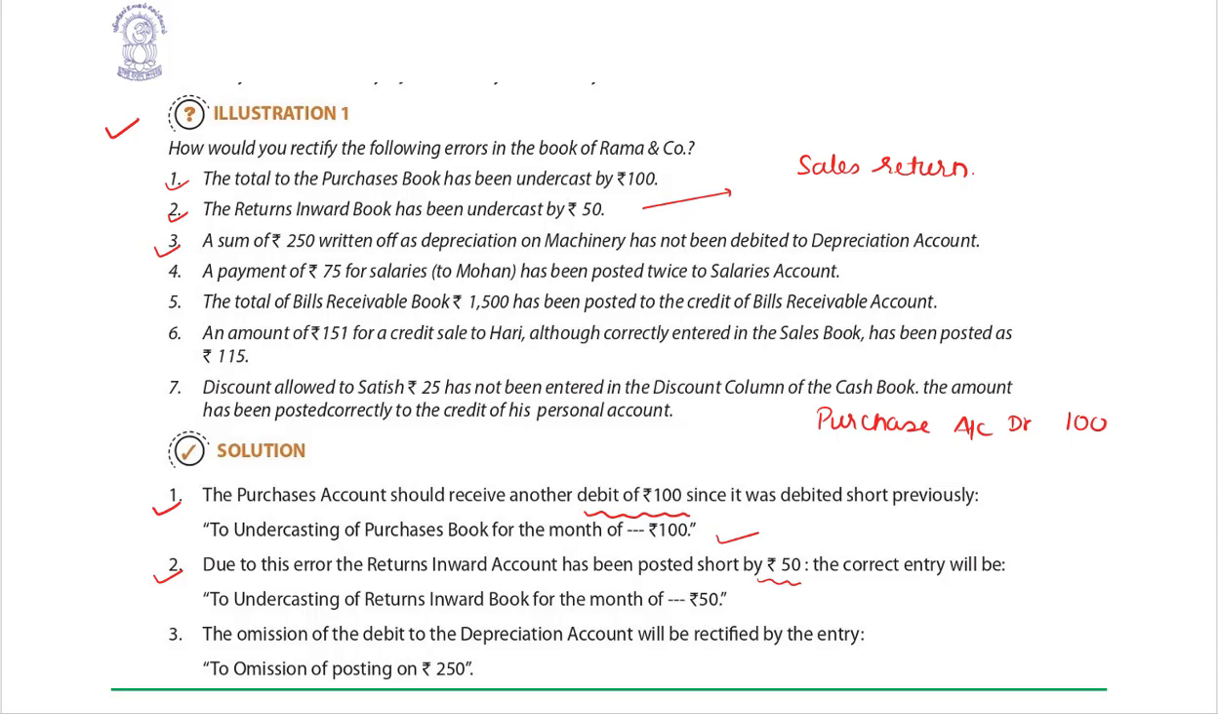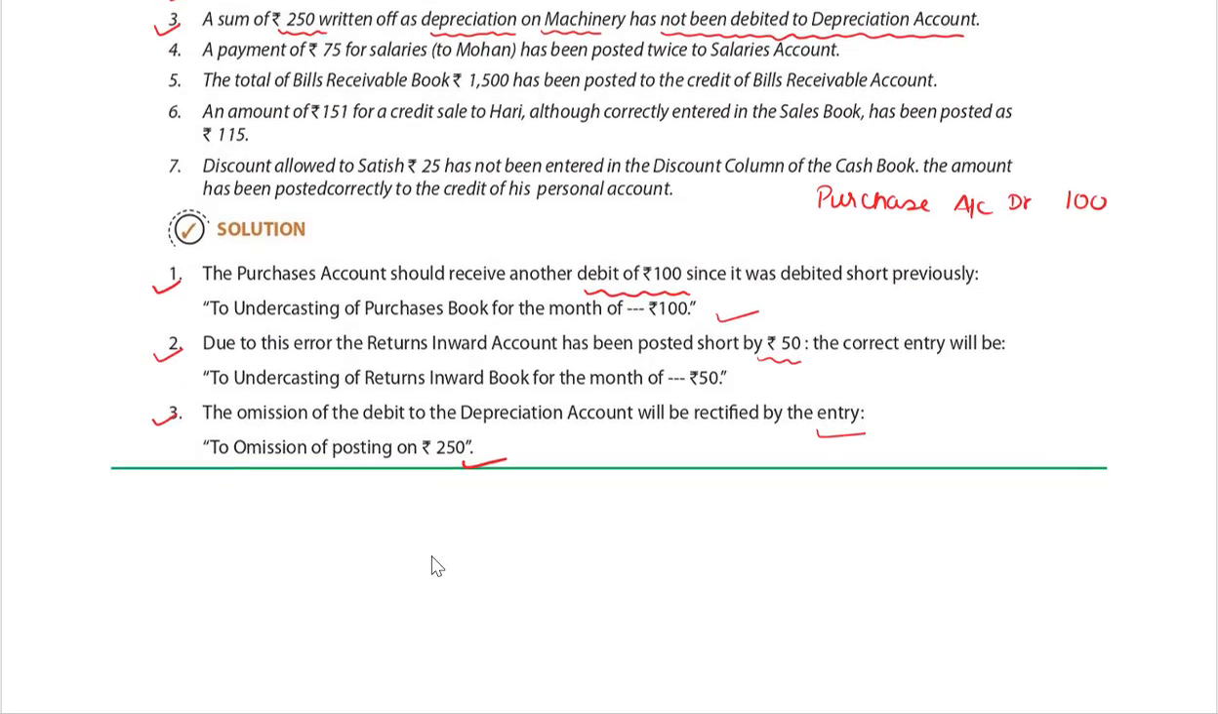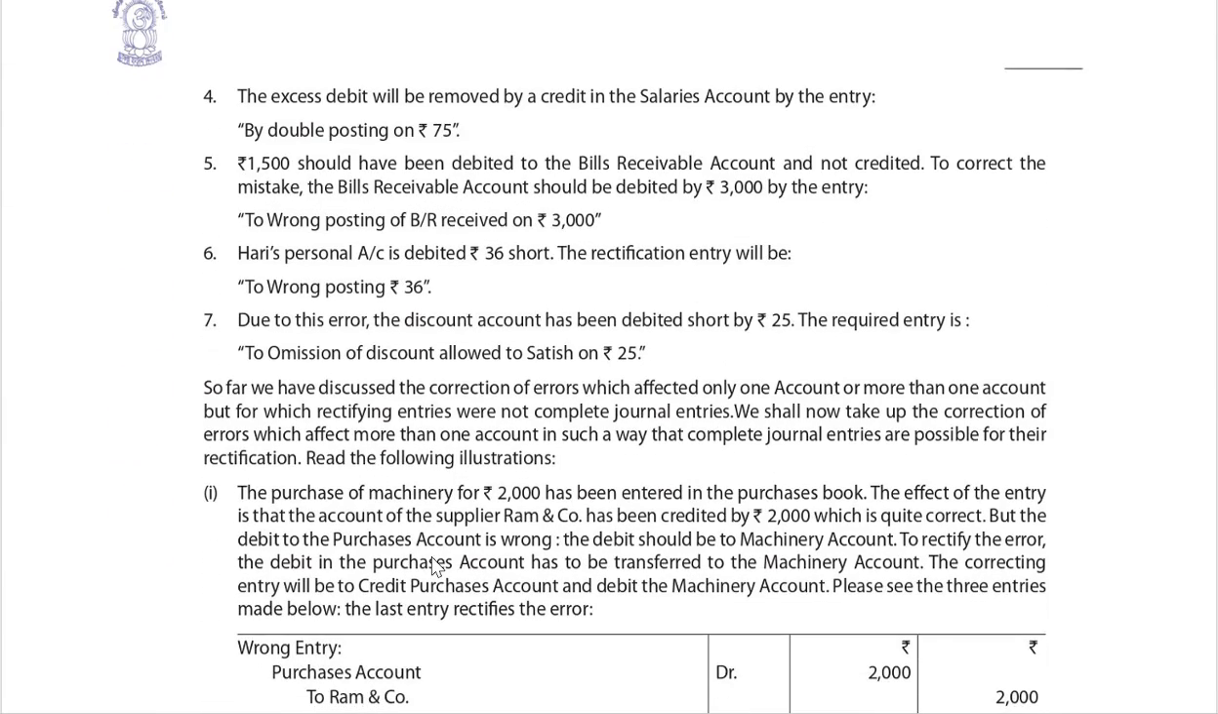Let's see the third one. A sum of 250 written off as depreciation on machinery has not been debited to depreciation account. So earlier we have not debited it to depreciation account; that is an omission of posting, and we will rectify that. The omission of debit of depreciation account will be rectified by the entry, omission of posting 250.